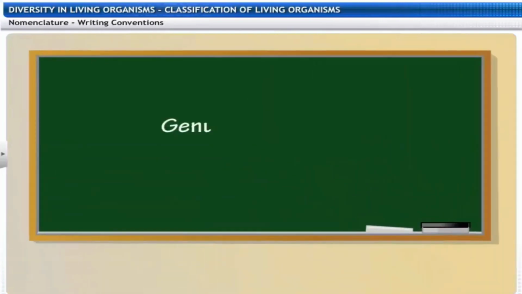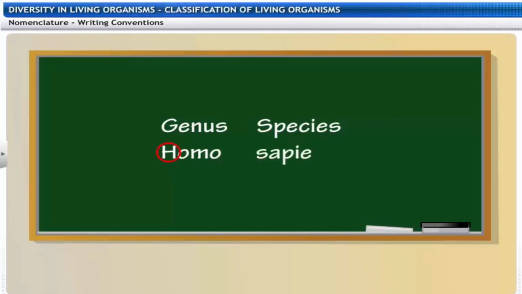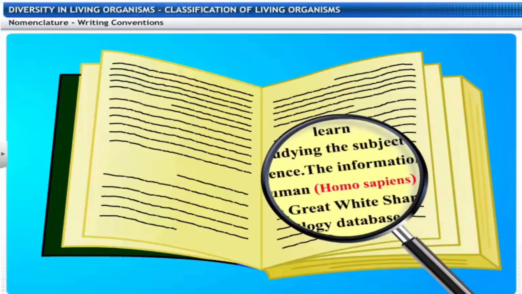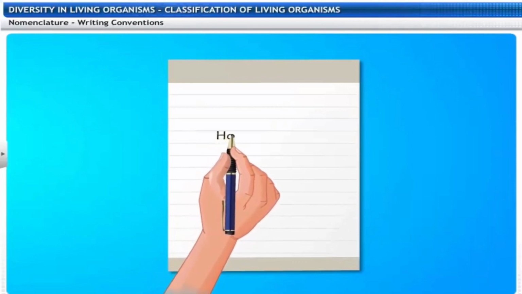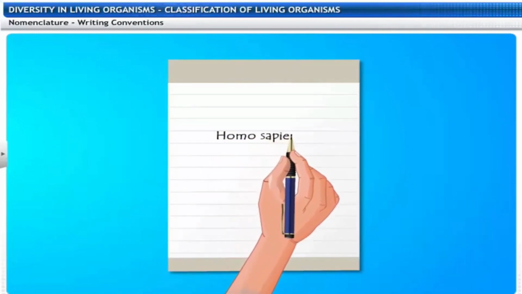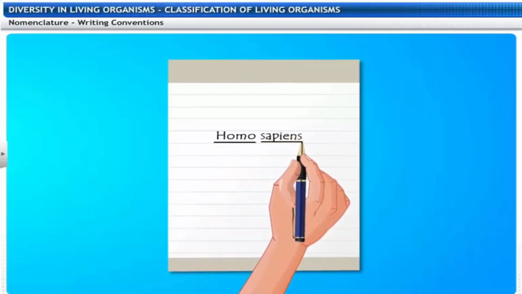Certain conventions are followed while writing scientific names. The name of the genus begins with a capital letter. The name of the species begins with a small letter. When printed, the scientific name is given in italics, and when written by hand, the genus name and the species name have to be underlined separately.